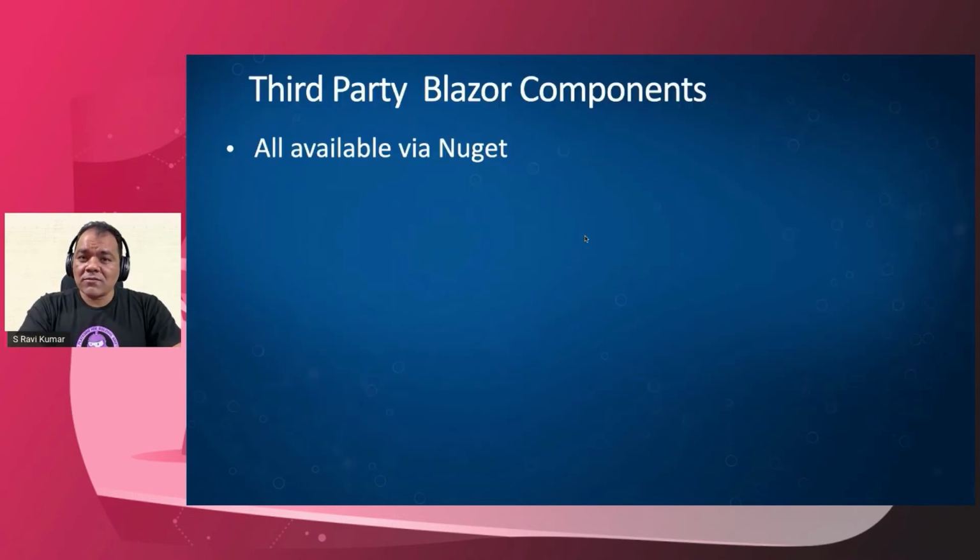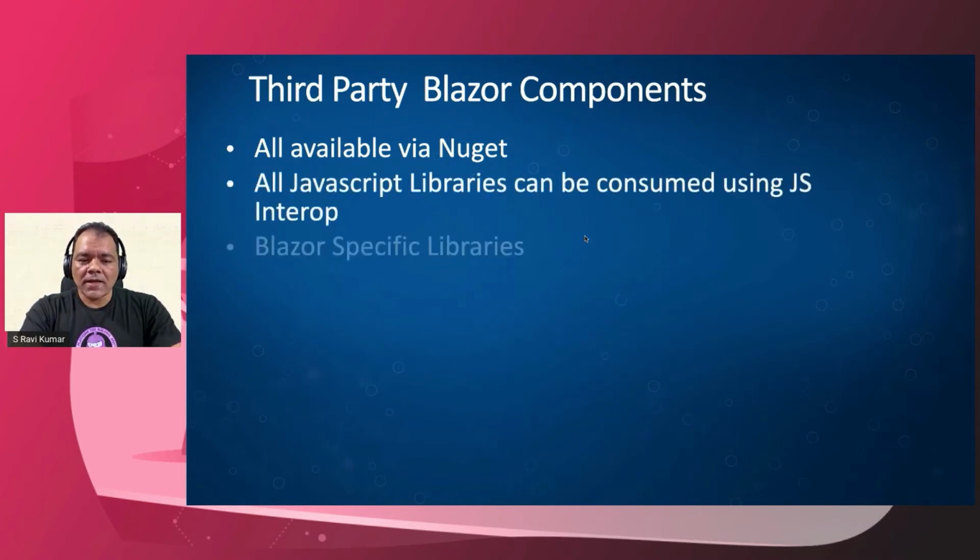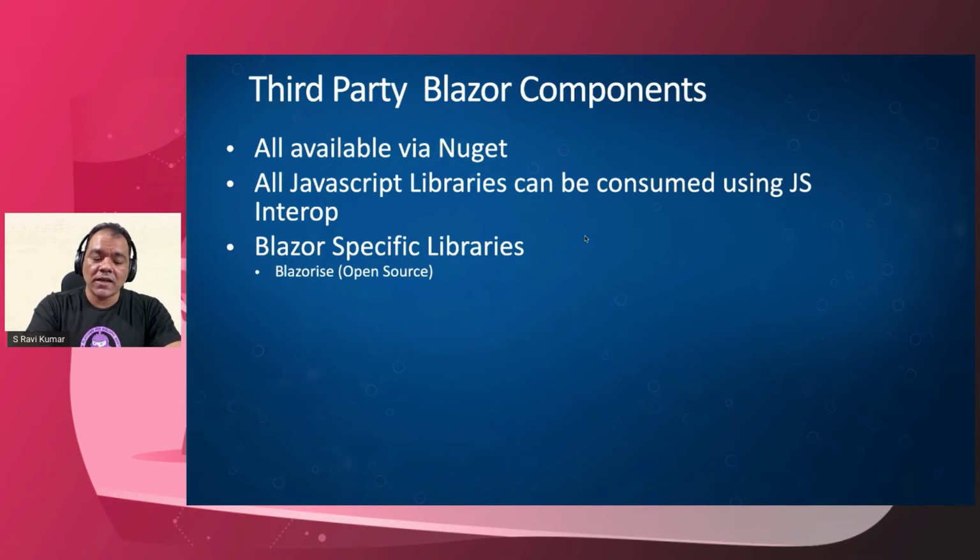Third-party Blazor components: most of the third-party Blazor components are available via NuGet, and we can use all the JavaScript libraries available for any web application in Blazor also, using JavaScript interop. JavaScript interop is a feature where we can call C# code from JavaScript and JavaScript code from C#. So all these features we can use in Blazor itself, whether it is Blazor server or Blazor WebAssembly. And there are Blazor-specific libraries; many open source libraries are available.